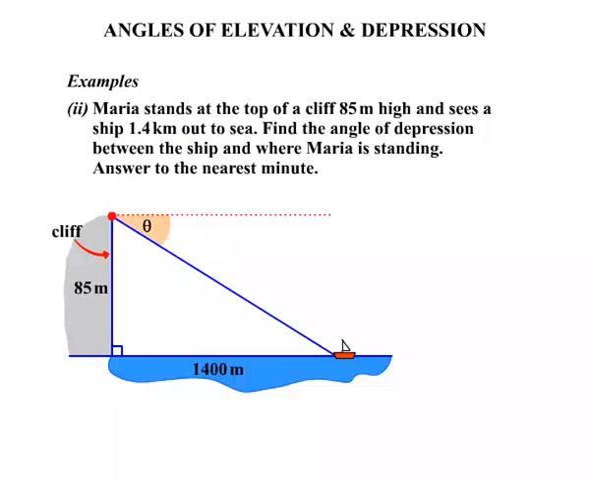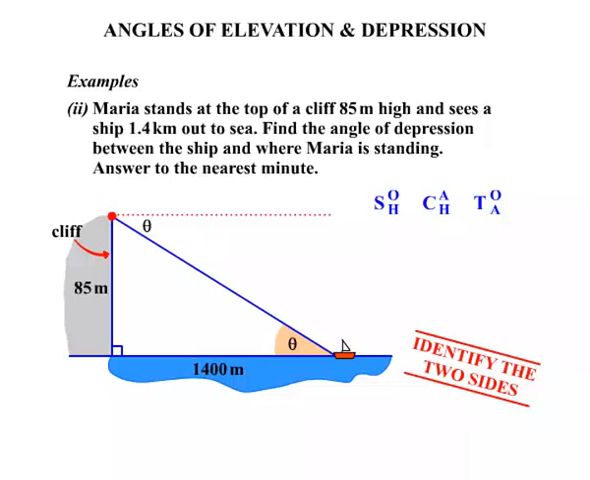Now within the triangle though, there's theta. That's outside the triangle. It's the same as this angle though, alternate angle. So let's mark that as theta. Now we can work with the triangle. Some old hags can't always hide their old age. Identifying the two sides from that angle, the 85 meters is directly opposite. It's the opposite side. The 1400 meters is right next to our angle. It's the adjacent side. So we have opposite and adjacent. We're going to be using tan.